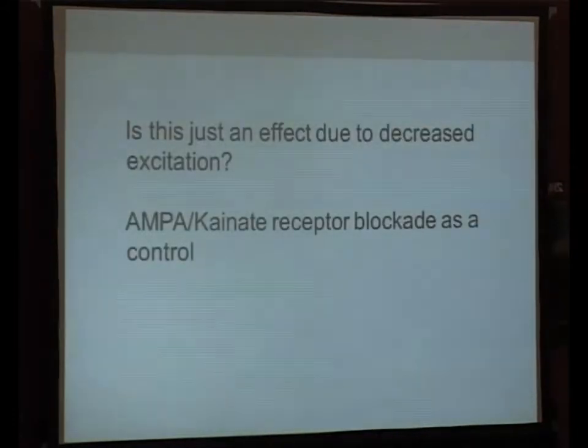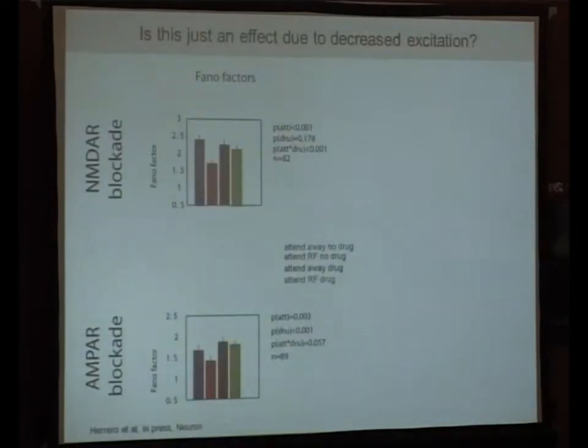So, as I already alluded to, the question arises, is this simply due to the decreased excitation? Because when we block NMDA receptors, we have reduced excitation. And we did AMPA kainate receptor blockade as a control. And the answer is that some features that I already reported about are also somewhat affected by AMPA receptor blockade, but not to the same extent.